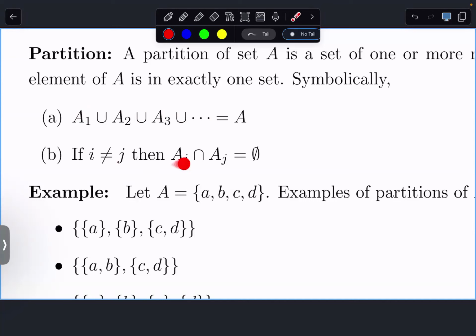This generalized notation is going to come up quite often, so it's good to get the hang of it. And so if i is not equal to j, so if these two things are different, then A_i and A_j, these two different sets, have to be the empty set.